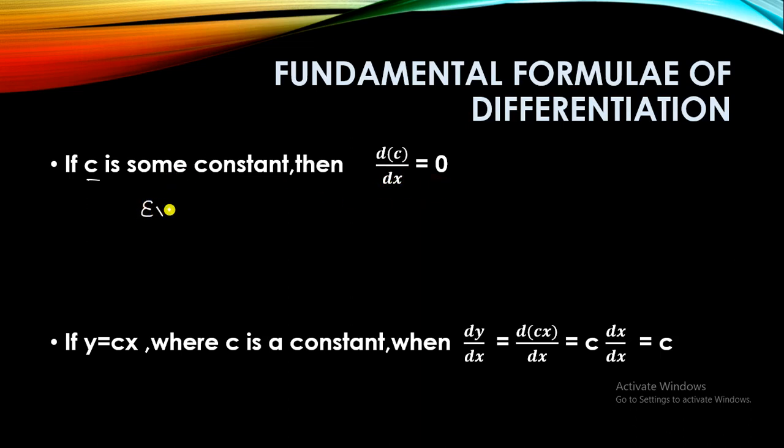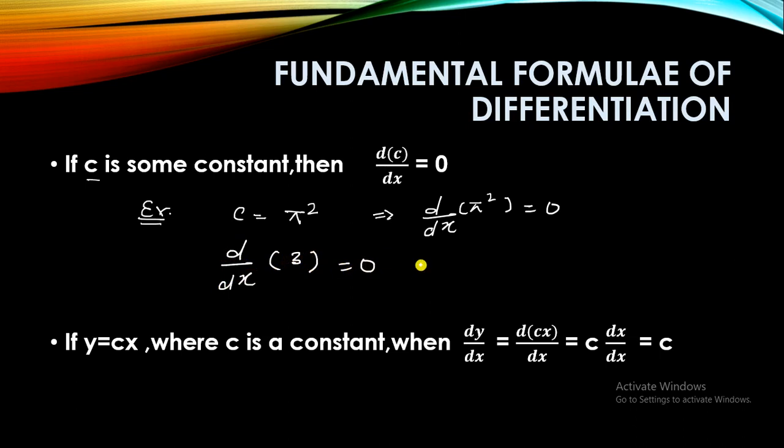Example, let us consider c is equal to pi square. You can guess whether pi is a variable or a constant, because the value of pi is 3.14. It means this is a constant. So the derivative of pi square is also 0. Similarly, dy by dx of another constant, 3, is also 0.